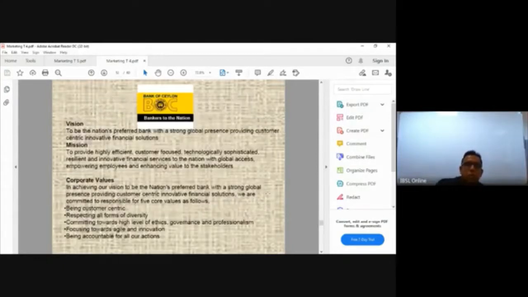As an example, you can look at the Bank of Ceylon vision and mission. I hope these are not updated thereafter. This was, I think, about 1 or 2 years before I took this. I hope there are no changes to this. You can recheck with your annual report.